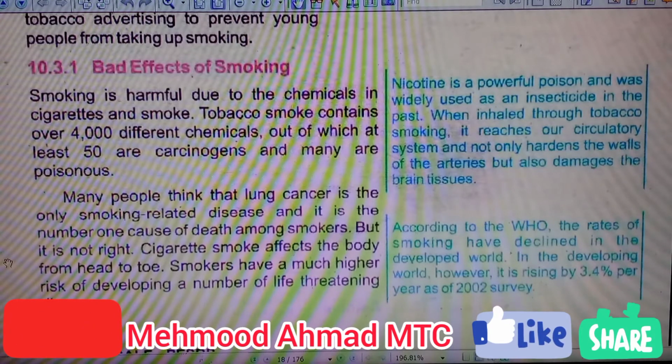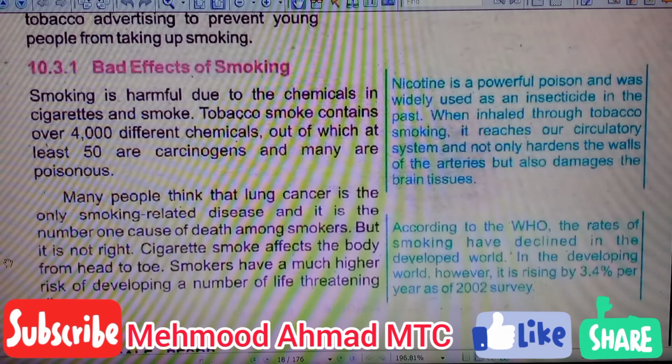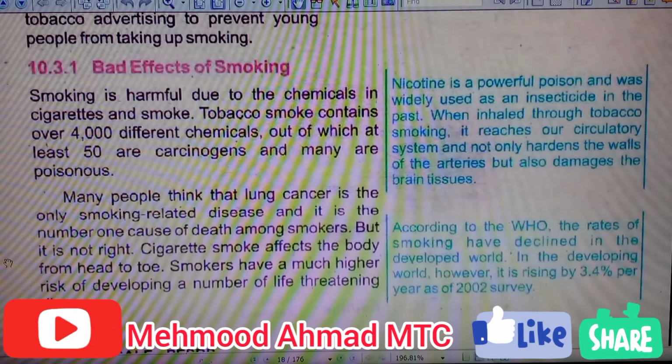Smoking is harmful due to the chemicals in cigarettes and smoke. Tobacco smoke contains over 4,000 different chemicals, out of which at least 50 are carcinogens and many are poisonous. Many people think that lung cancer is the only smoking related disease and it is the number one cause of death among smokers. But it is not right. Cigarette smoke affects the body from head to toe. Smokers have a much higher risk of developing a number of life threatening diseases.